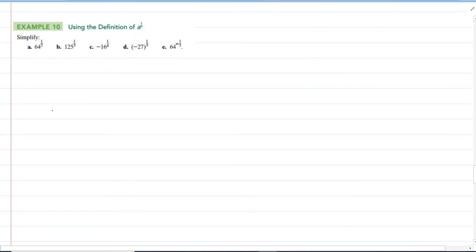Example 10 is using the definition of a to the 1 over n power. So just in case you cannot see clearly, I'm going to write that on the right side. So the definition in your book give you the a to the 1 over n power, the same thing as n root of a. So you can really think this is just a 1 right here, invisible right here. That's where that 1 come from, that's where the n come from. Okay, so it's really invisible right here.